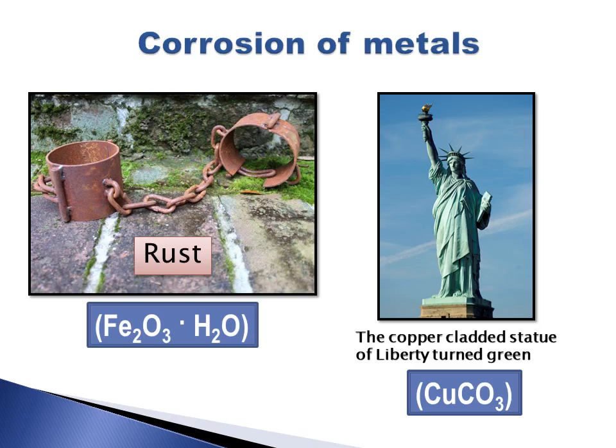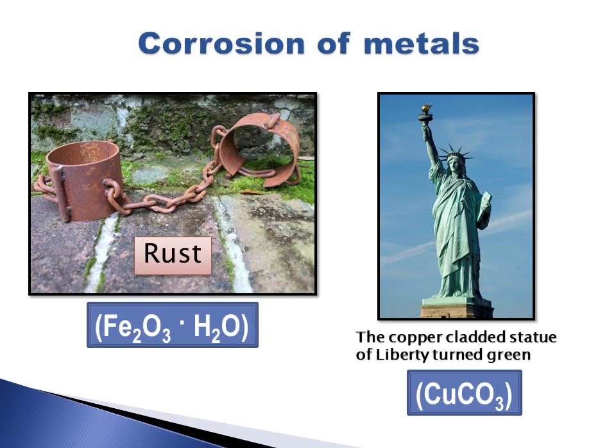Iron reacts with moist air and a deposit of reddish substance, Fe2O3·H2O, is formed on it. This substance is called rust. Carbon dioxide in moist air reacts with the surface of copper vessels. Copper loses its luster due to the formation of a greenish layer of copper carbonate on its surface. This is called patination of copper.